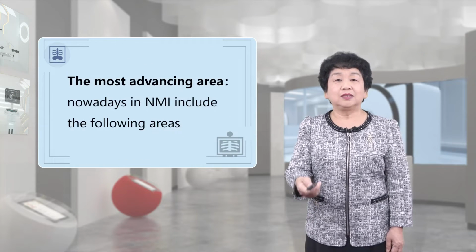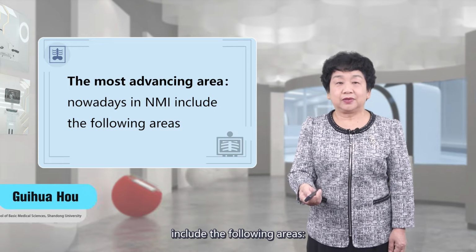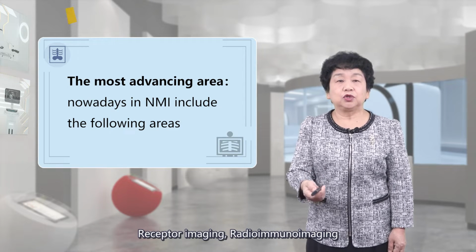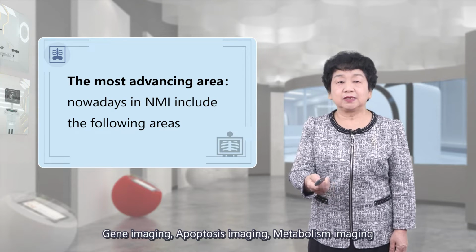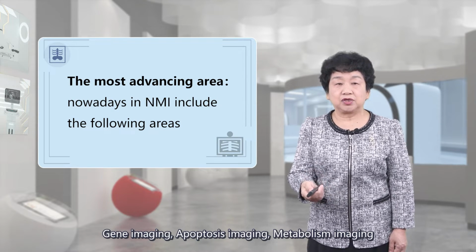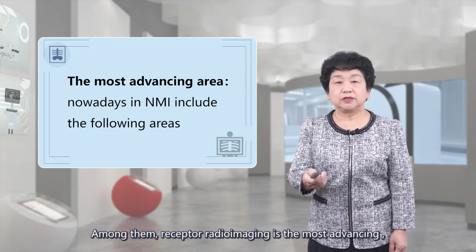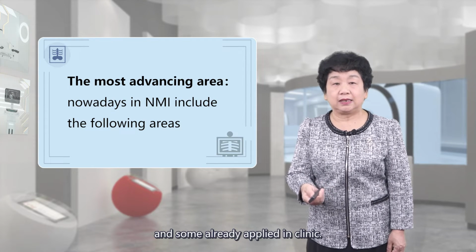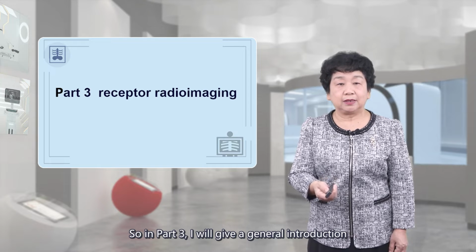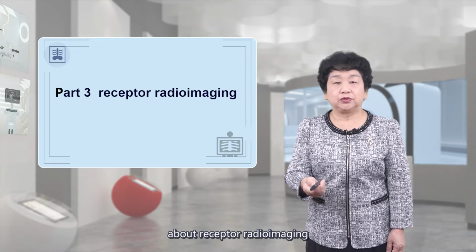As we all know, the most advancing areas nowadays in nuclear molecular imaging include the following: receptor imaging, radioimaging, gene imaging, apoptosis imaging, and metabolism imaging. Among them, receptor radioimaging is the most advanced, and some is already applied in clinic. So in part 3, I will give a general introduction about receptor radioimaging.